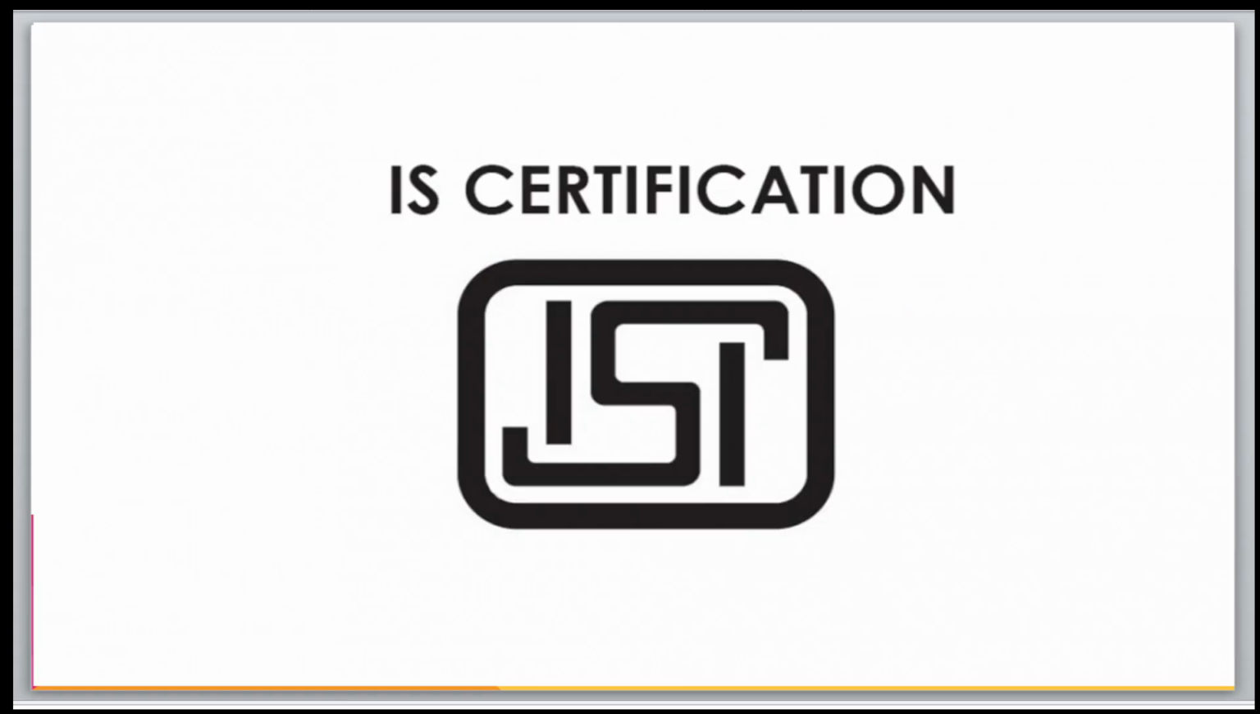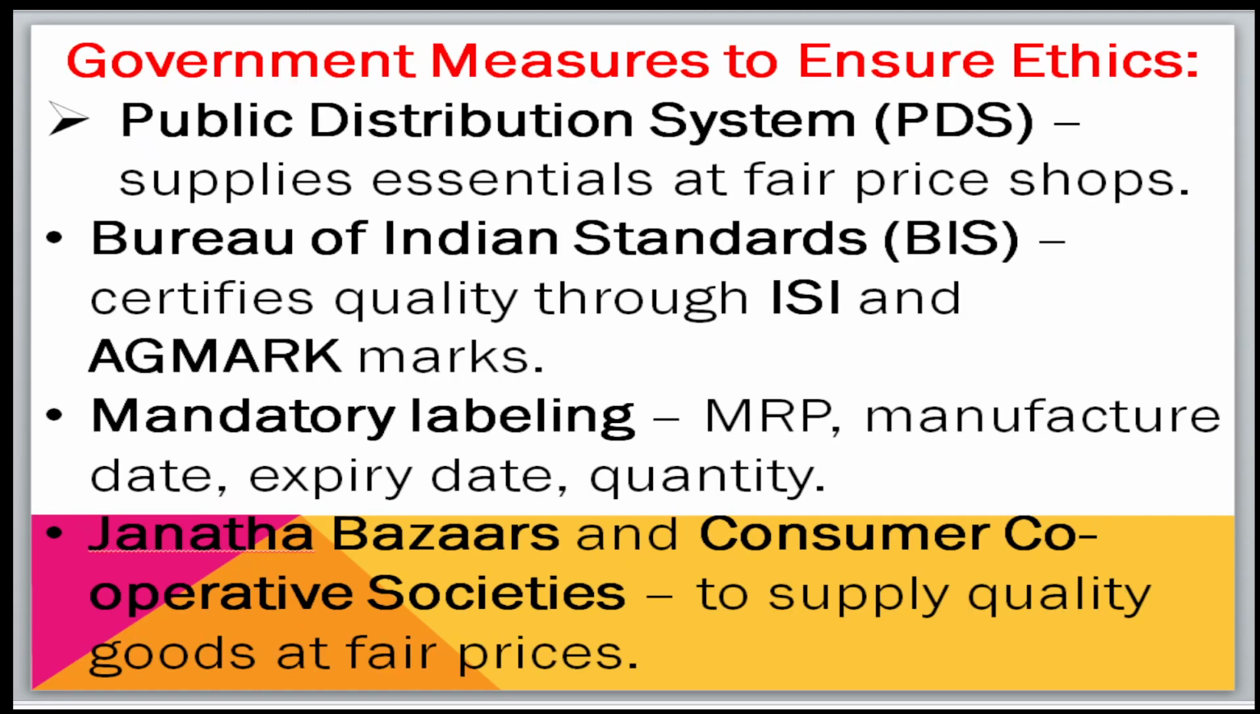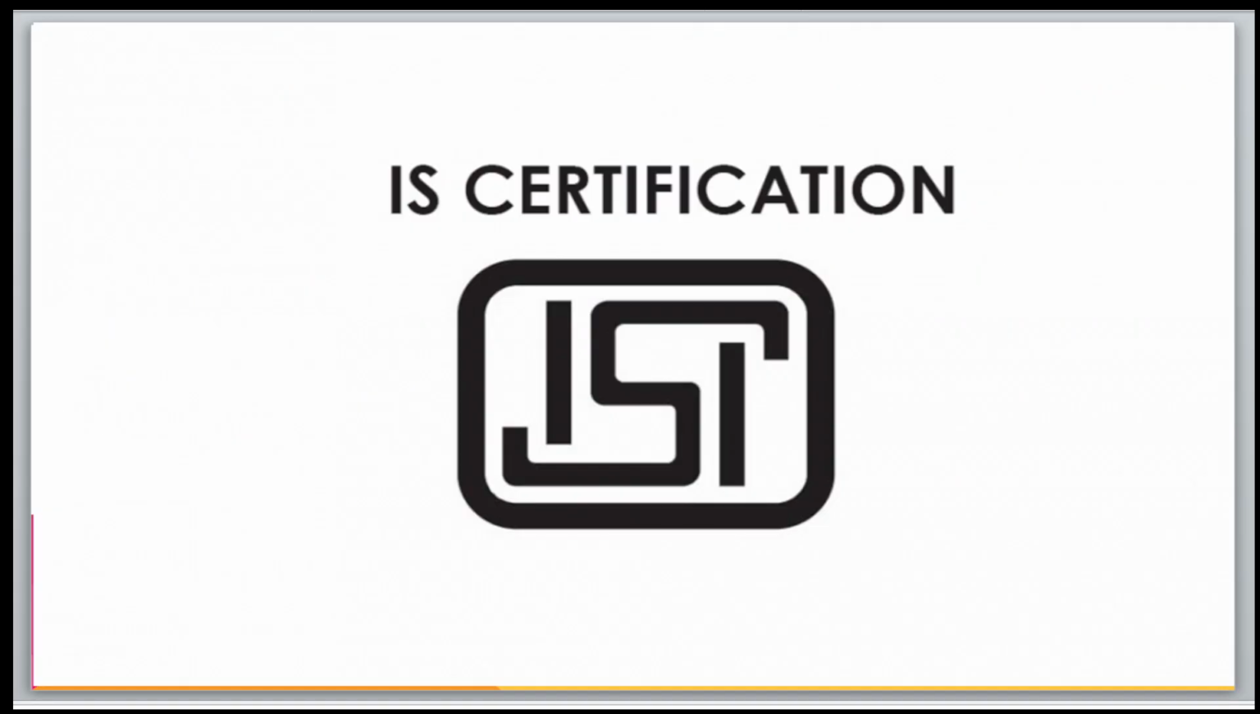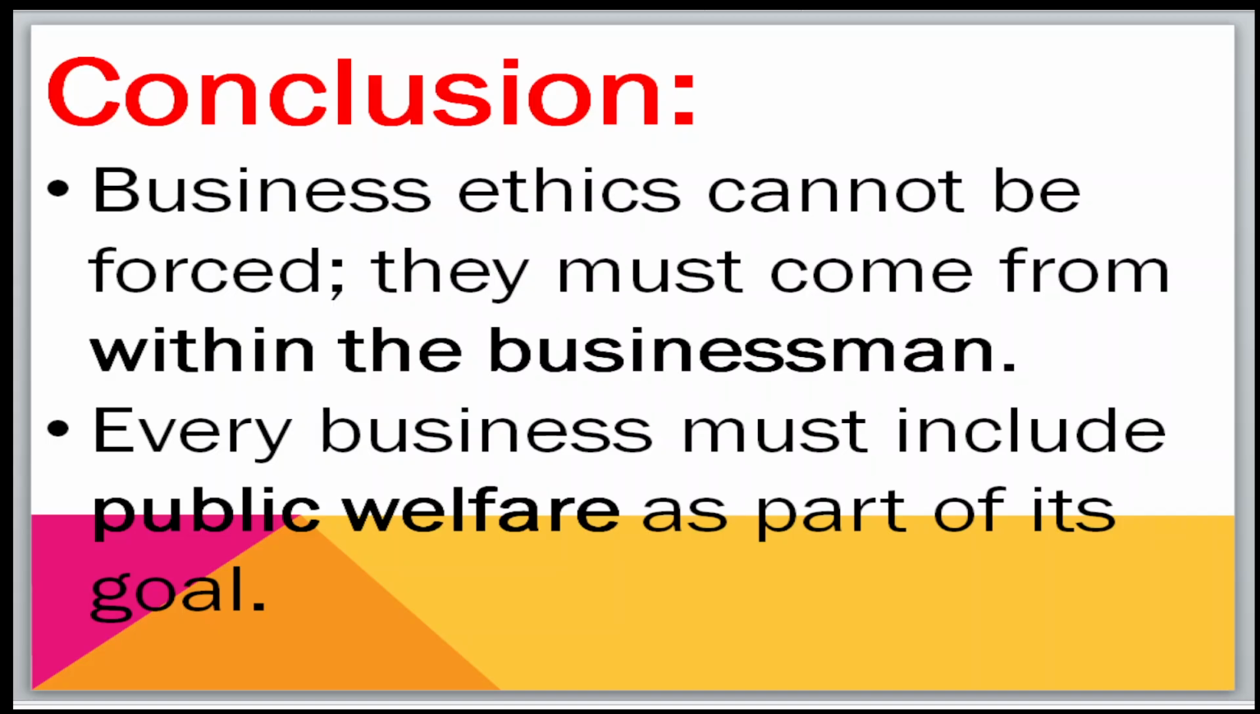Then next is mandatory labeling. On the label the MRP will be there on goods, the manufacturing date, along with the expiry date, and even the quantity, how much it is, 1 kg, 2 kg, 250 grams, 500 grams, 100 grams, everything will be written there. Along with that, they have started establishing Janta Bazars and consumer cooperative societies to supply quality goods at fair prices.